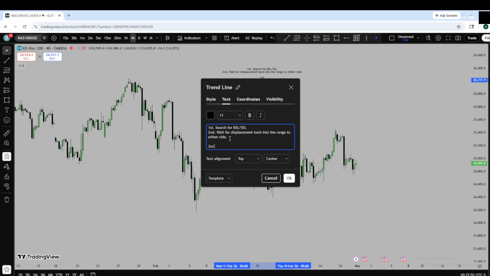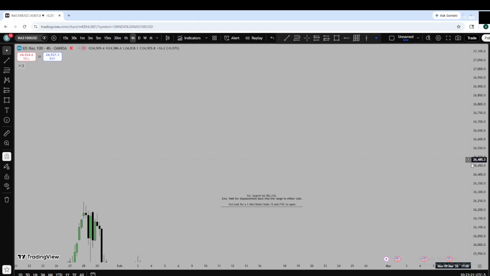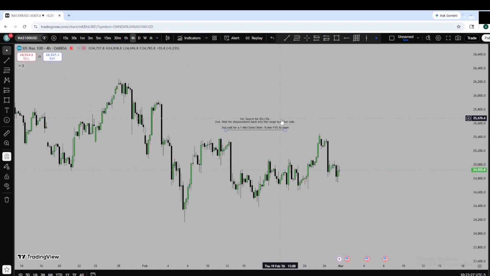Third, wait for a 1 minute. If you have the 2 minute, you can use it. It's going to open up on all of these time frames, or 5 minute. Fair value gap to open. Those are your rules when you're seeking something and you're trying to find a trade, because I guarantee you it happens on every single time frame.